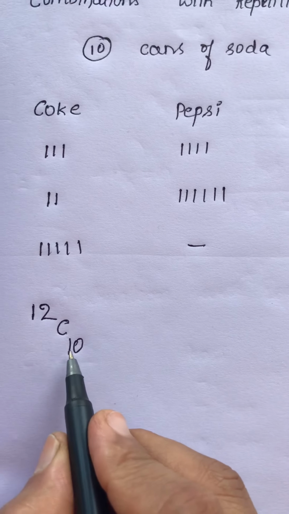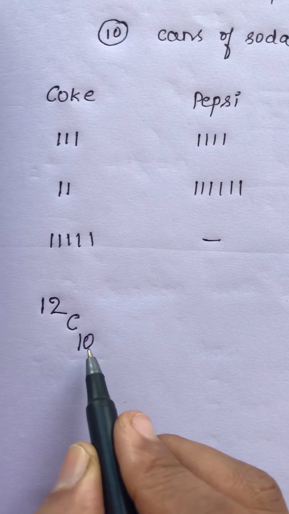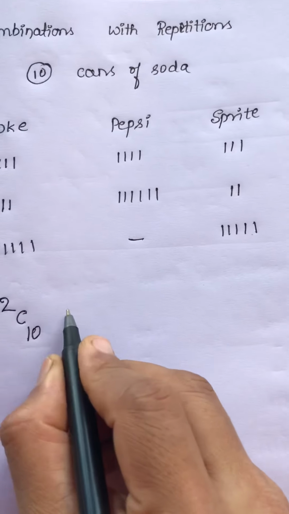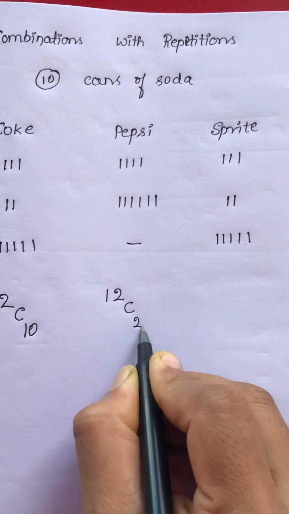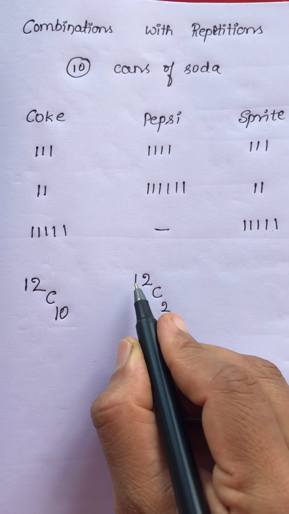Number of ways of selecting 10 positions out of 12. Those 10 positions are for ones, so the remaining 2 are for zeros. Or you can also write it as, in how many ways can we select 2 positions for zeros? The remaining 10 positions will be for ones.